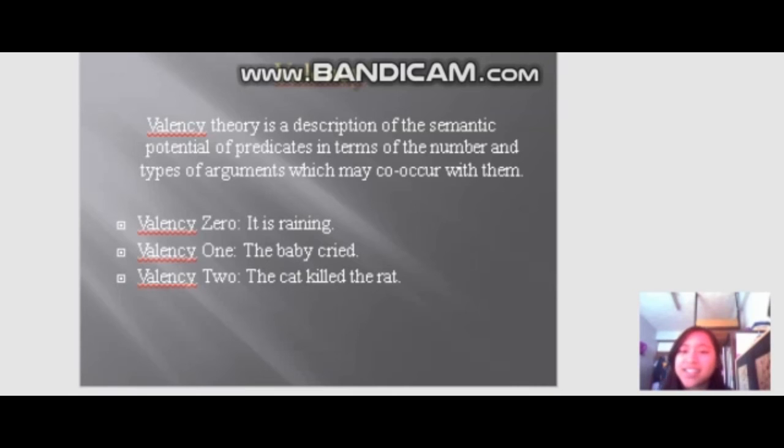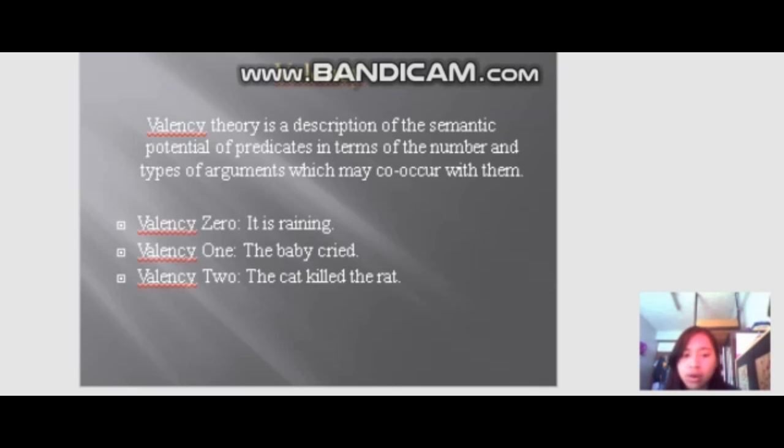Okay, next is valency. Valency is a theory. And what is valency theory? You can see on the slide, valency theory is a description of the semantic potential of predicates in terms of the number and types of arguments which may co-occur with them. So let's start from valency 0.